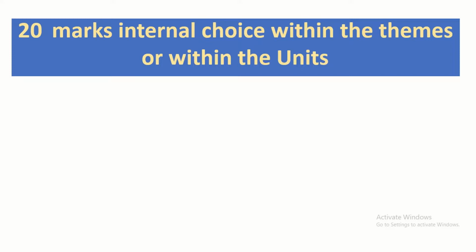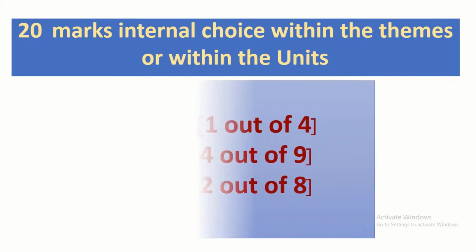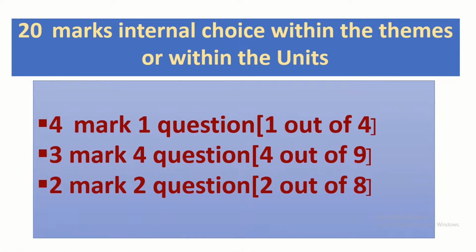There are 20 marks of internal choice. The questions are like this: for 4 marks, 1 question is an internal choice question. That means 2 questions are given for 4 marks in 1 question. You have to write any one of them. Out of 4 questions only 1 question is for internal choice. And here there are 9 questions of 3 marks. There are 4 questions for internal choice. For each, they give 2 questions. You have to write any one question out of them.